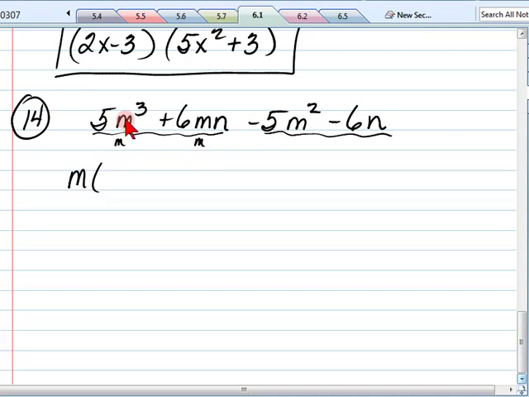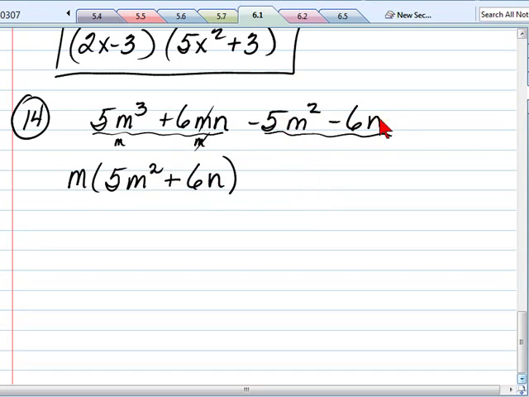What is 5m to the third over m? 5m squared. Using the quotient rule, we subtracted the exponents. What happens when you divide 6mn by an m? 6m. Right, you get 6m. So I'm hopeful that 5m squared plus 6n is what I end up with over here.